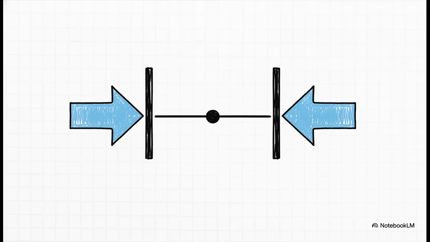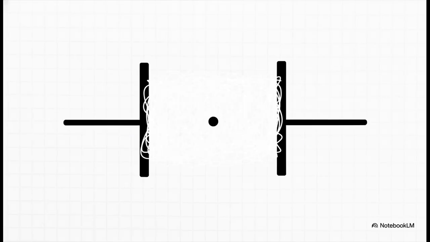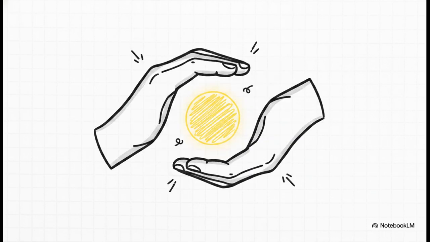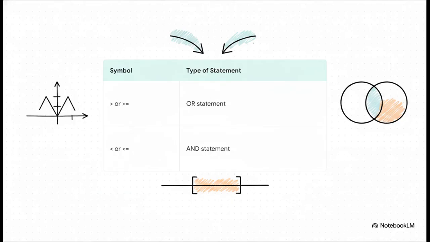Conversely, if the absolute value of x is less than a, it just means x is less than a units away from zero. This produces an AND statement. Basically, x is trapped between negative a and positive a. Check out this table. Greater than means an OR statement, and less than means an AND statement.